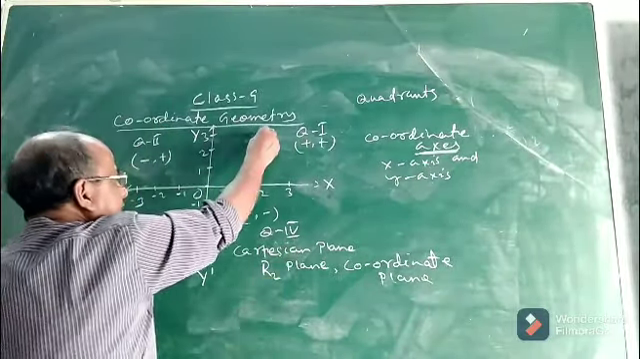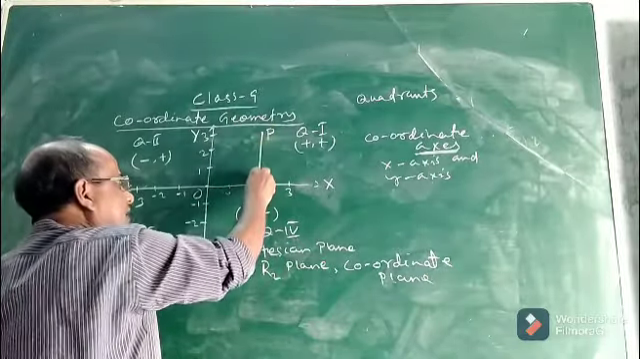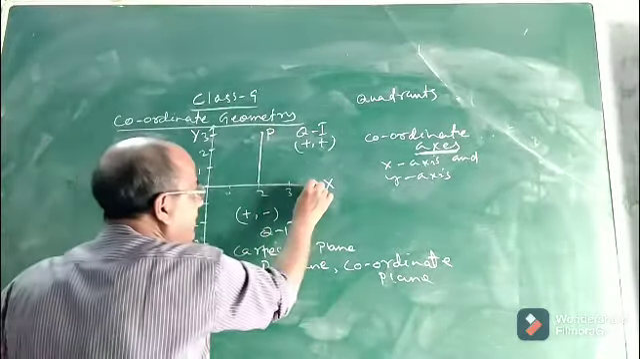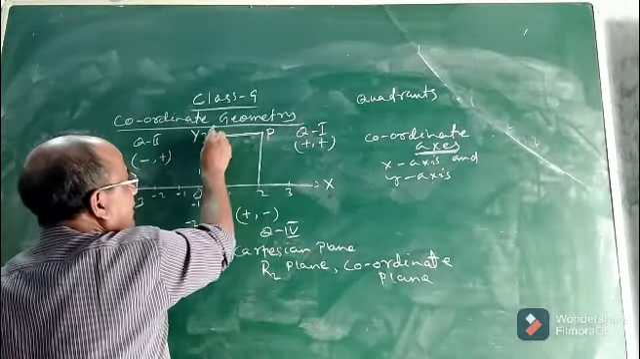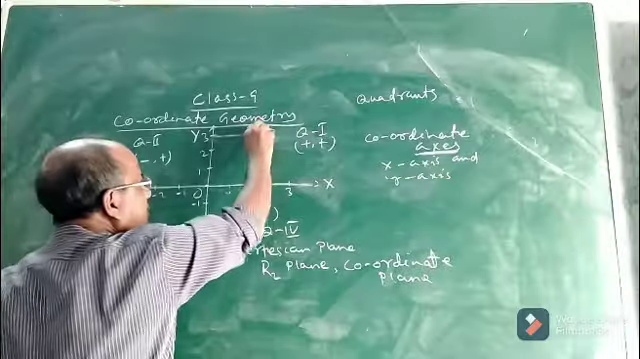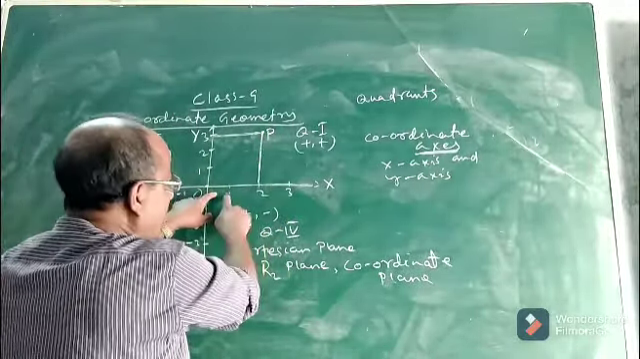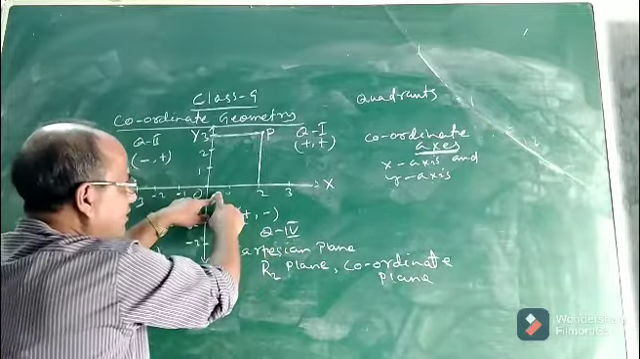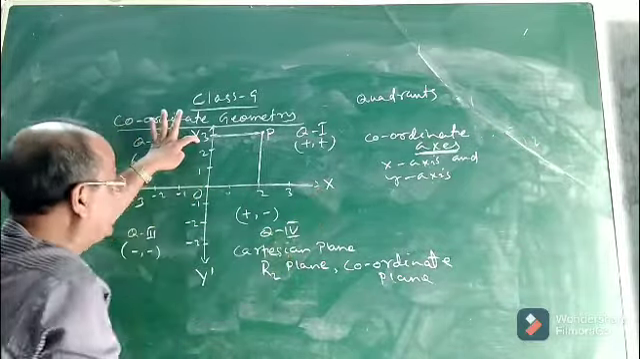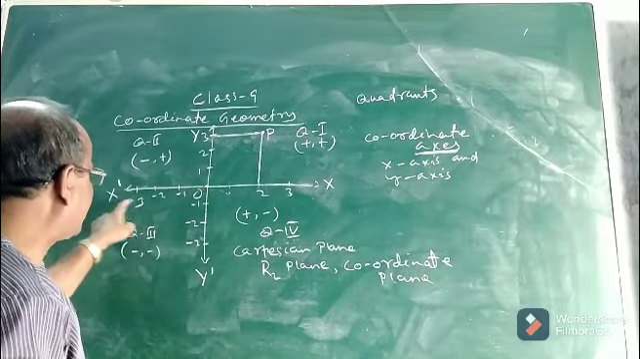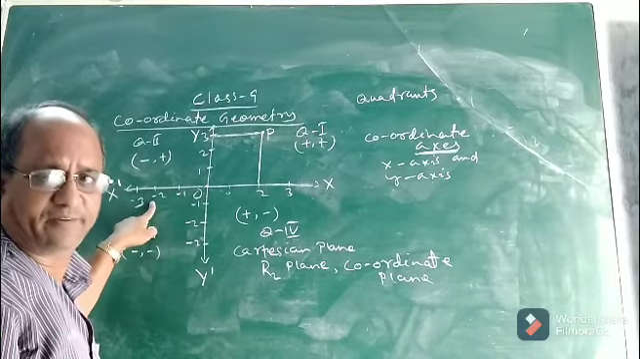Now this point is at some distance. Look at this: this is the perpendicular distance of the point from which axis? From the x axis. And this is the perpendicular distance of the point P from which axis? The y axis. OX is the positive x axis. See children, OY is the positive y axis. OX dash is the negative x axis, because this axis represents only negative integers.